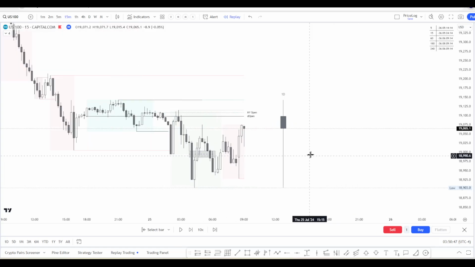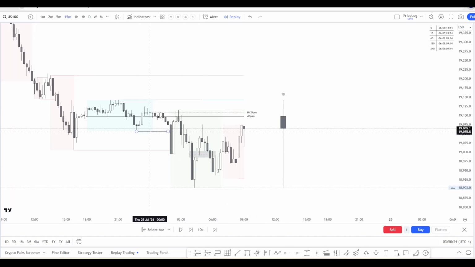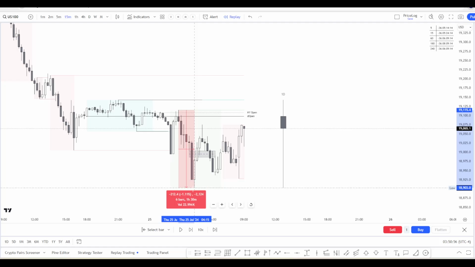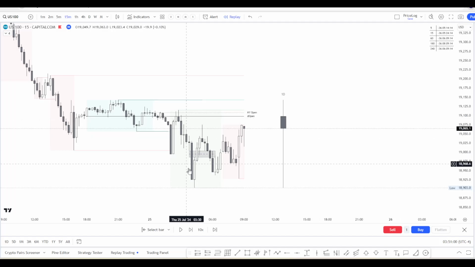So all London, we were looking for shorts, right? You see this massive move right here from the high to the low is 212 points. You could probably find a trade or two in that for going short, especially considering that we're not going to take this daily open once again.